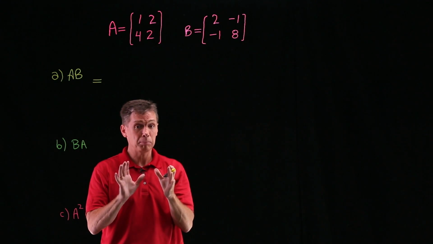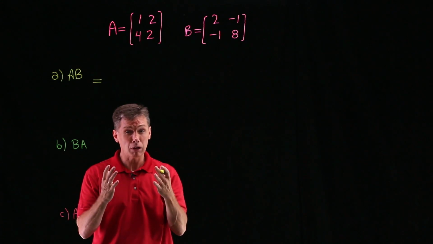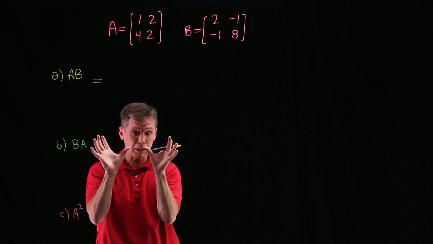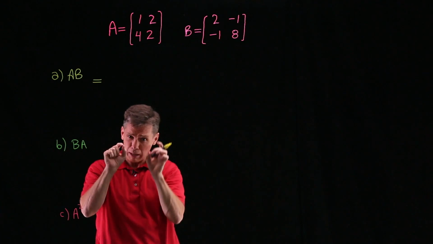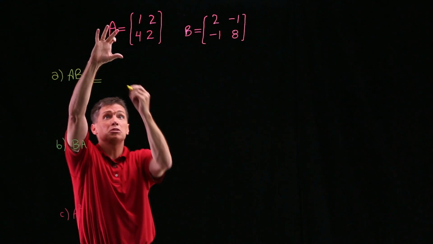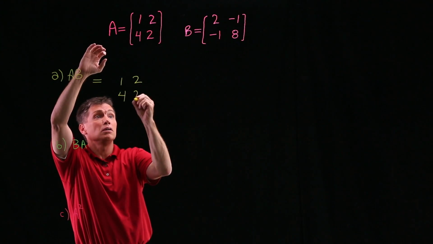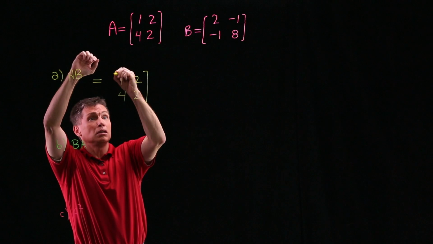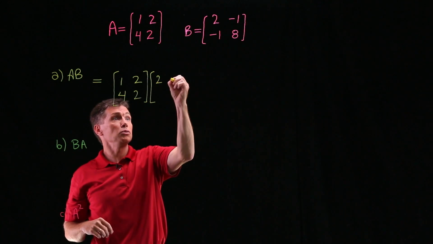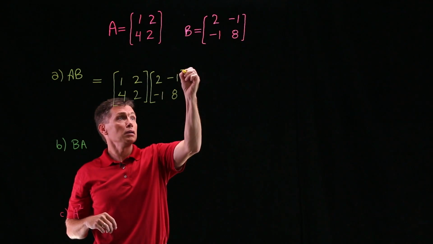But I'll tell you, your first step here really should always be to rewrite those matrices. I've got them staring at me, but you want to get them nice and tight and lined up with each other in order to do that multiplication pattern correctly. So A times B, I'm just going to rewrite these matrices right next to each other. There's my A, and then my B matrix up here, 2, minus 1, minus 1, 8.